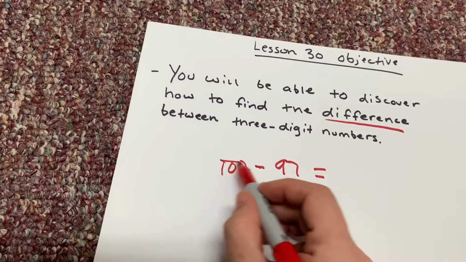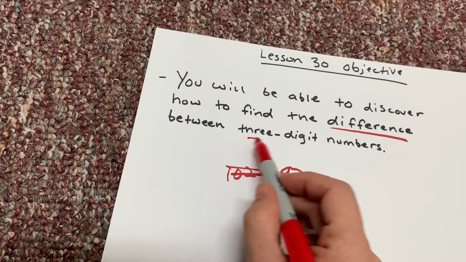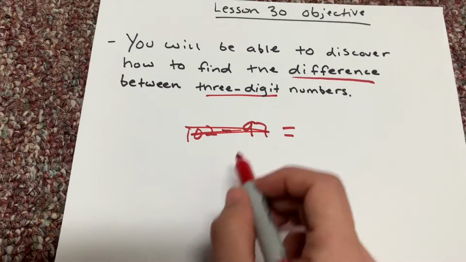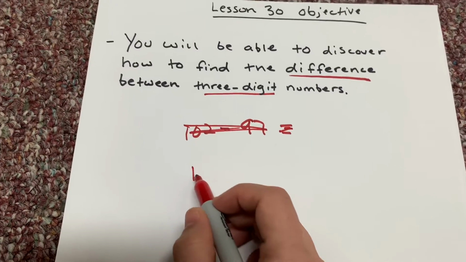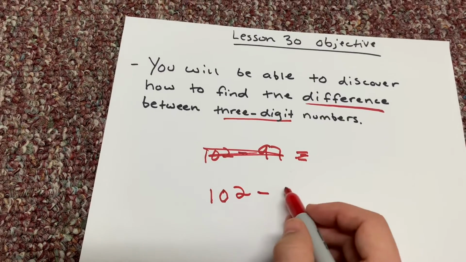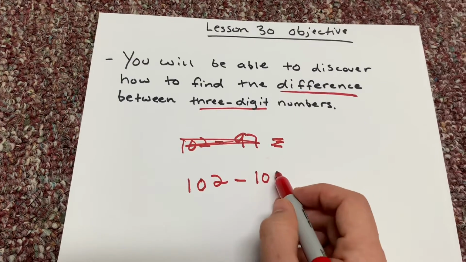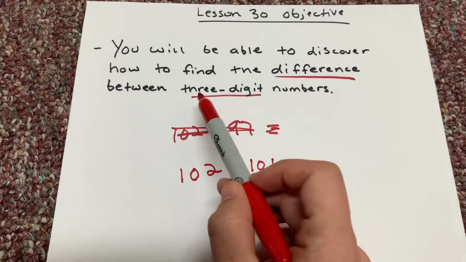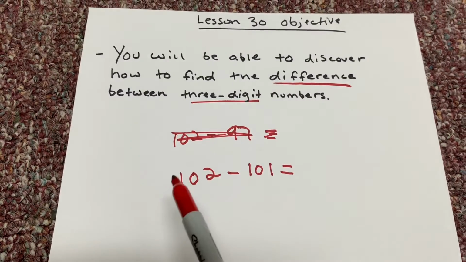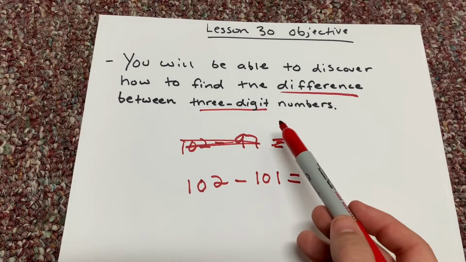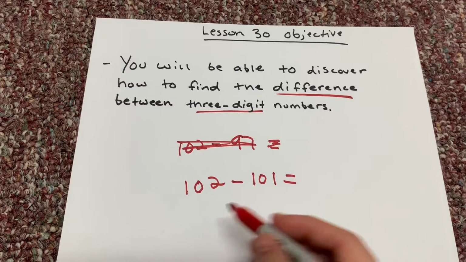Oh, I'm sorry, let's not do that because we were told fourth grade to do 3-digit numbers. Oops, Mr. Vrabel. Let's do a different one. Let's try doing 102 minus 101 equals. So again, remember we're doing 3-digit numbers. So I have 1, 2, 3 here, 1, 2, 3 here. And to find the difference means to find the answer to subtraction.